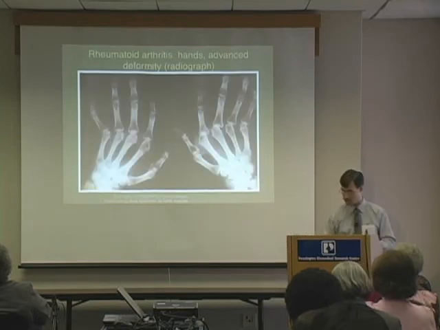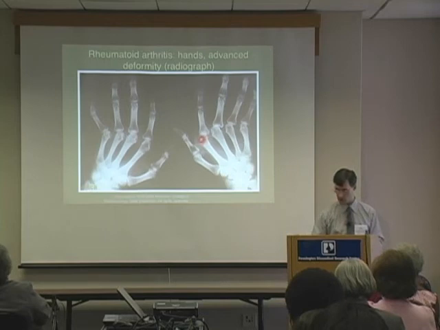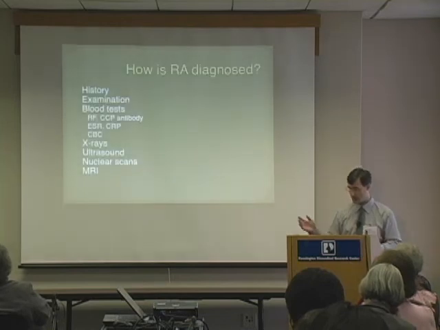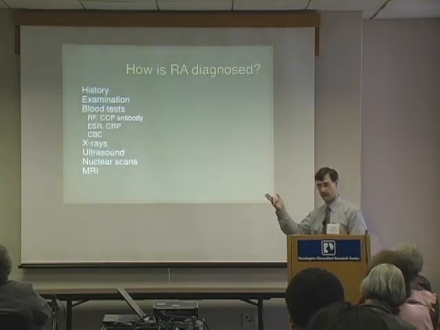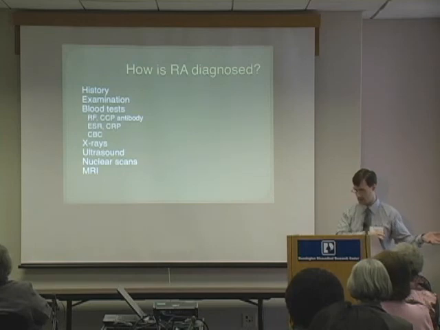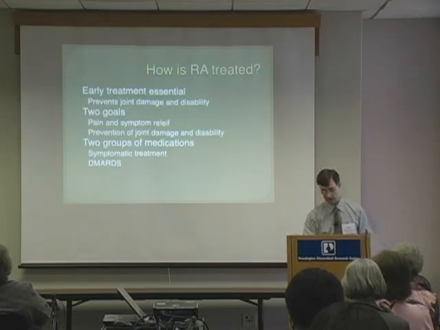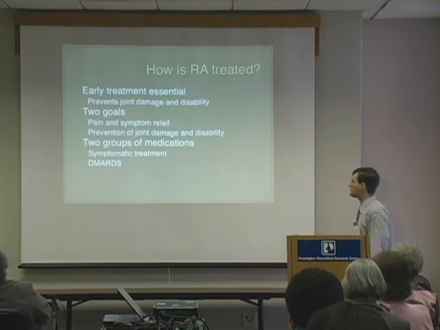This is that severe damage that we saw. Erosion, fusion of the bone, extra growth of the bone right there. Lung nodules right there. How's it diagnosed? History, exam, blood test, just like we talked about with osteoarthritis. X-rays help sometimes, but like I said, if I see it on x-ray, I'm a little late. How we treat it. Early treatment is essential.